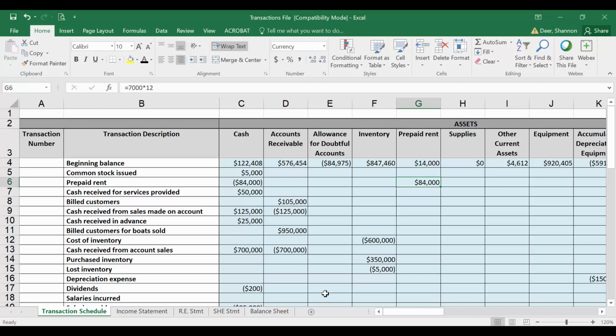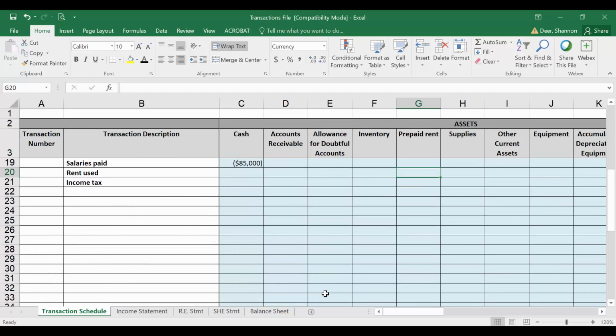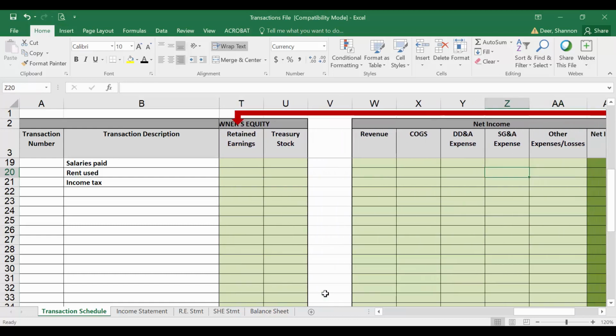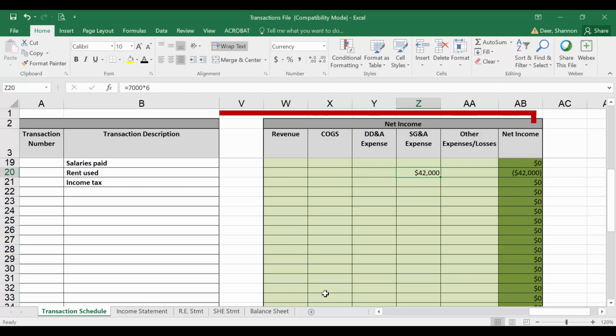Now we've actually used up 6 of those 12 months. So let's go down here and record that. We're going to decrease prepaid rent by $7,000 times 6, or $42,000. We also are moving that from this asset account over to the expense account here, and we'll put that in SG&A. Usually rent would go there. So we're going to put the $7,000 times 6 months here in SG&A. And again, I'm going to write it as a positive number because I'm adding it to expenses, but it'll subtract out from net income here.